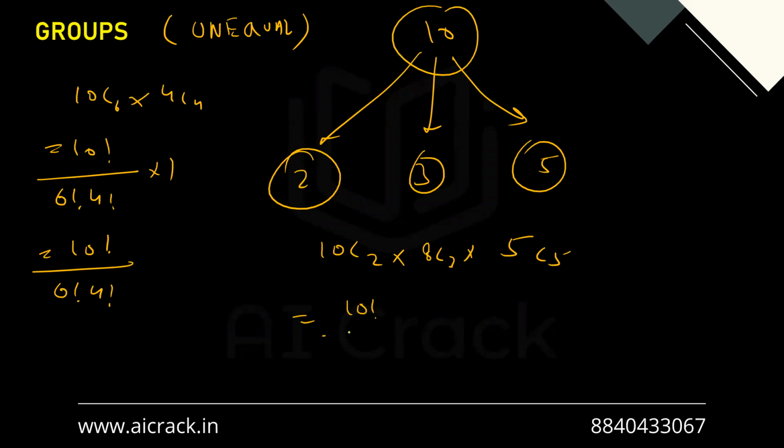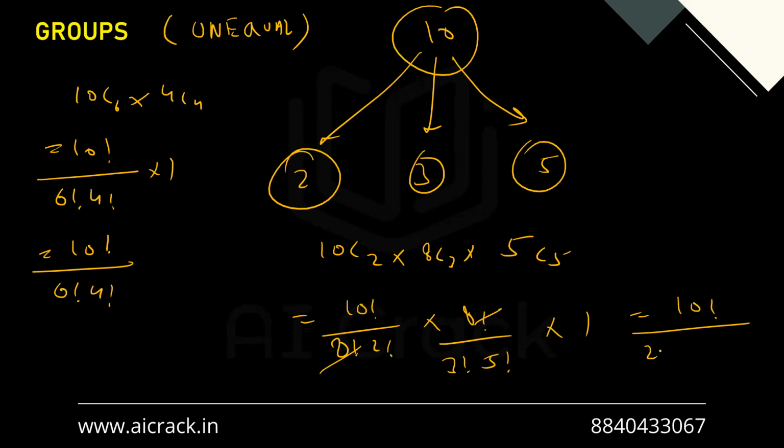That would give me 10 factorial divided by 8 factorial, 2 factorial, multiplied by 8 factorial divided by 3 factorial, 5 factorial, multiplied by 1 only. So this 8 factorial gets cancelled out. We get 10 factorial over 2 factorial, 3 factorial and 5 factorial. Again, we have got a similar formula like this one.